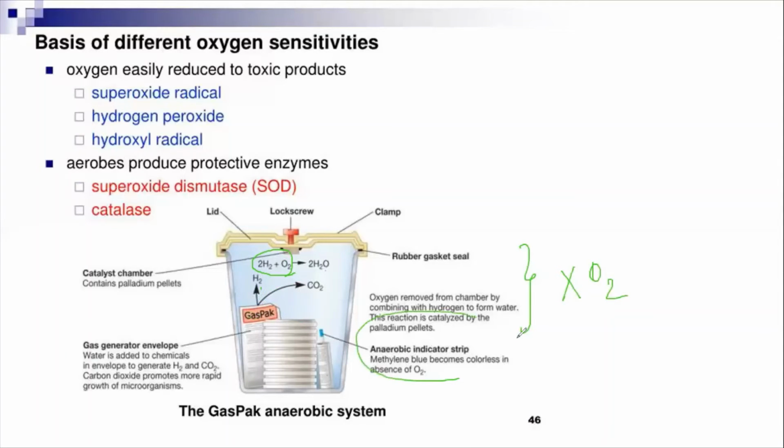Okay. Now there is a strip or indicator present. So this will stay blue as long as there is no oxygen. It will change its color if there is oxygen. And then you understand that, okay, your anaerobic system is not functioning. Now it is clear. If it is blue, it means your anaerobic system is functioning.